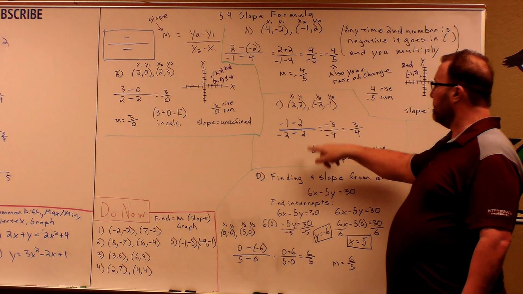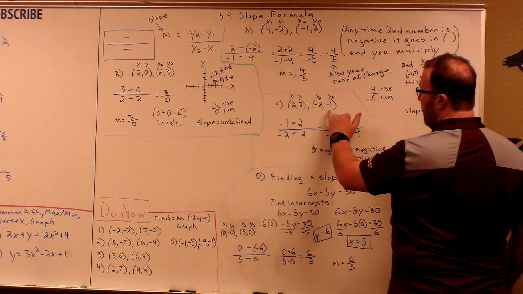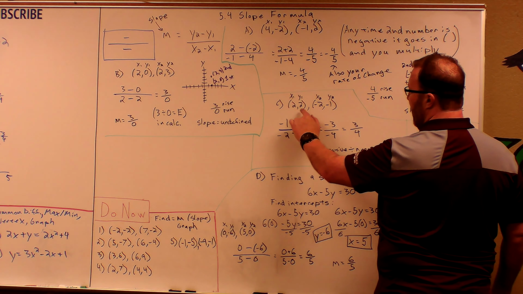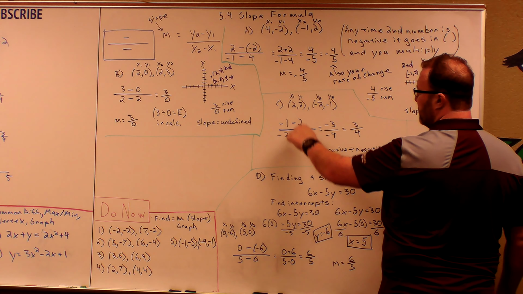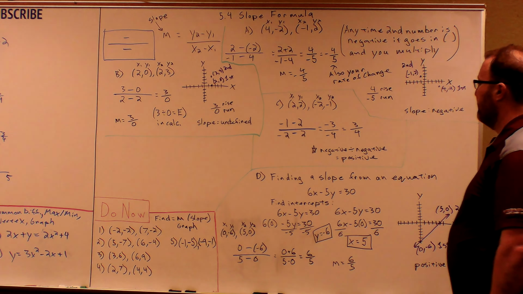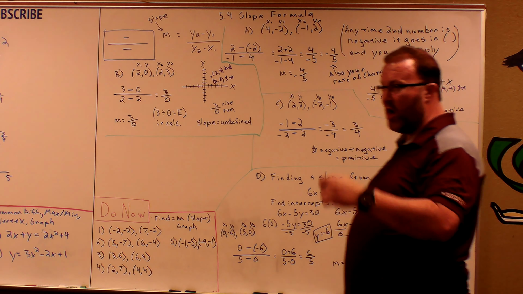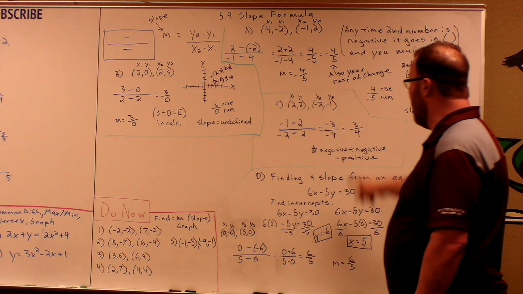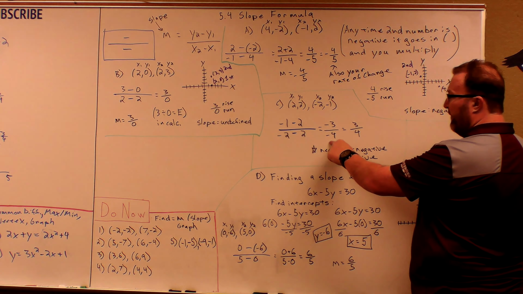Label your ordered pairs. Write this down and go insert this in. So y2, negative 1, y2, 2, x2, negative 2, x1, 2. Then solve. Negative 1, negative 2. This is, I borrowed $1 and I borrowed 2. How much do I owe? Good. Negative 2, negative 2, negative 4.